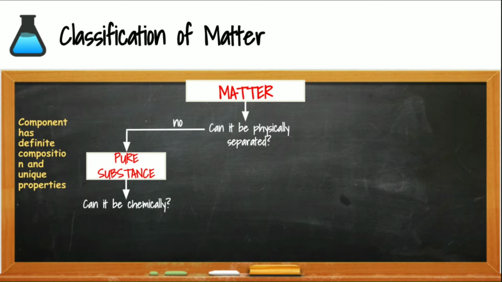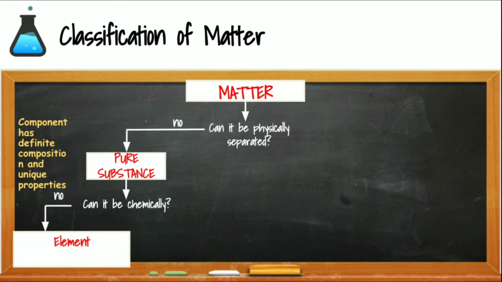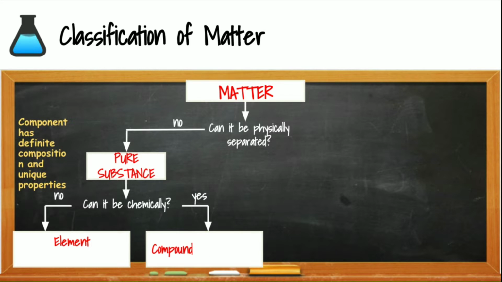And pure substances fall into one of 2 categories. So if you have a pure substance, something that cannot be physically separated, the next question to ask yourself is, can it be chemically separated? Can you break bonds to pull it apart into simpler pieces? If the answer is no, then you have an element. And if the answer is yes, you have a compound. So today we're going to focus on elements.